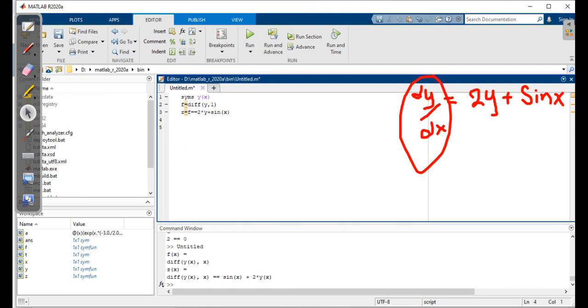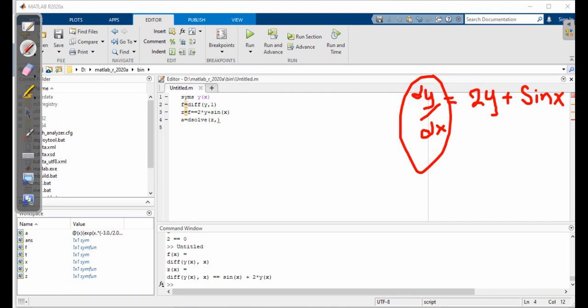So next we will use the dsolve function. Let's set it equal to dsolve, and the first argument is the differential equation and the second is the initial condition. The initial condition for this is y of 0 equal to 0. What does this mean?